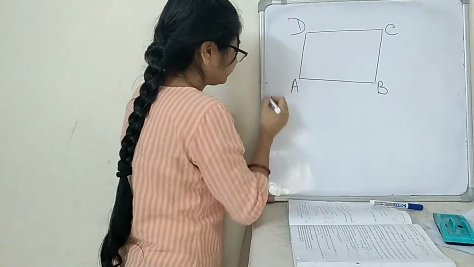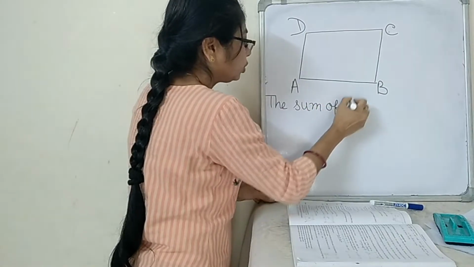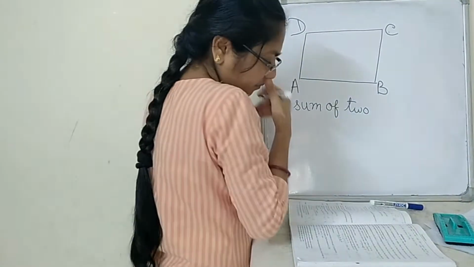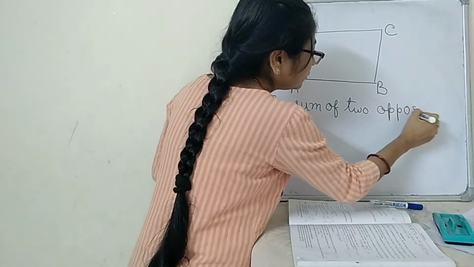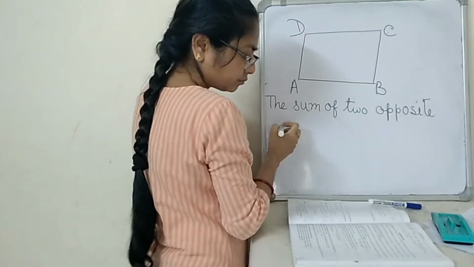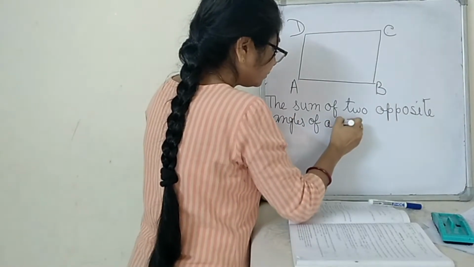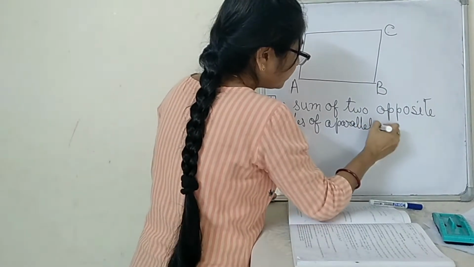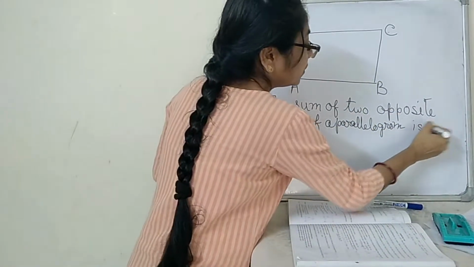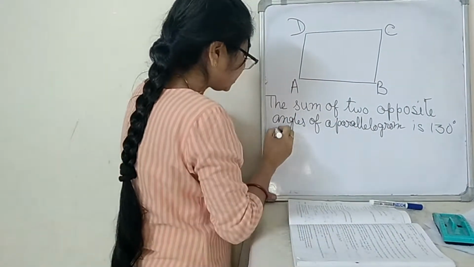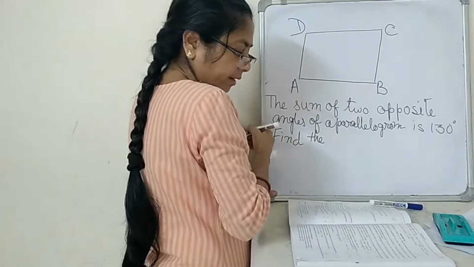The sum of two opposite angles of a parallelogram is 130 degrees. Find the value of each angle.